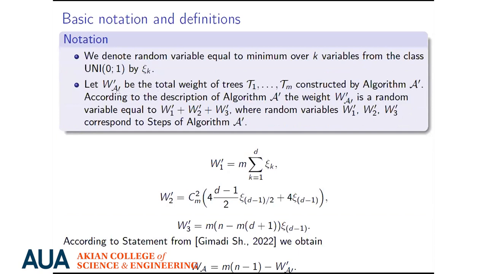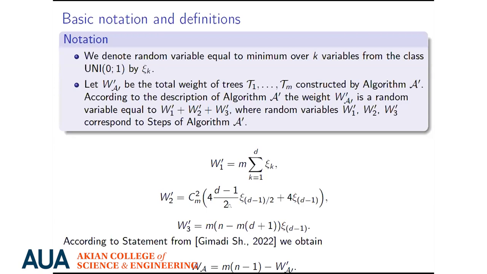And let W prime of A prime be the total weight of trees T1 to TM constructed by algorithm A prime. So it's obvious that this W prime of A prime will be equal to the sum of weights which are added on the first, second, and third steps of algorithm A prime. On the first step, we just use the heuristic: go to the nearest unvisited vertex. So on the first step, we have D possibilities because the set contains D plus one vertices, then D minus one, and so on, down to k equal to 1, where we find the minimum over one edge, and this is repeated n times.